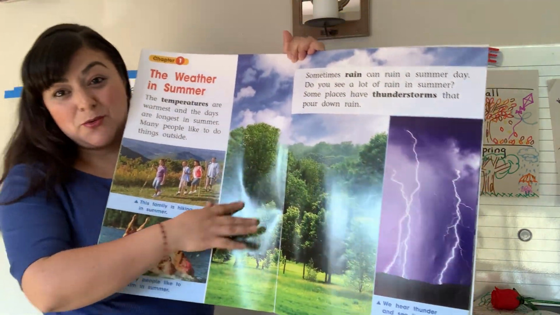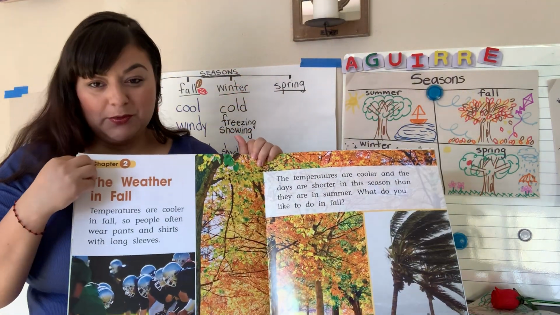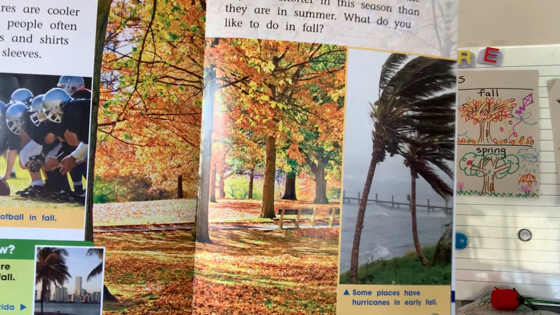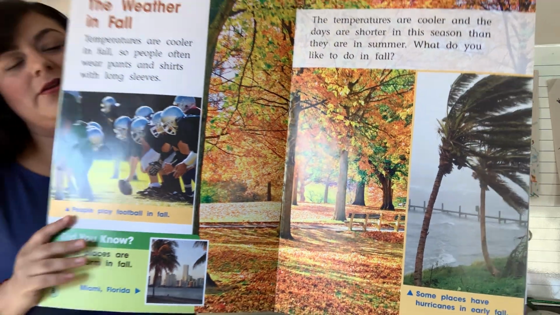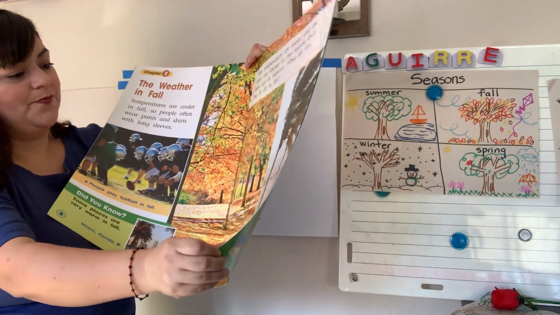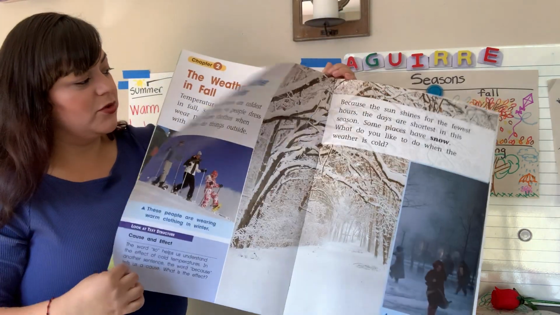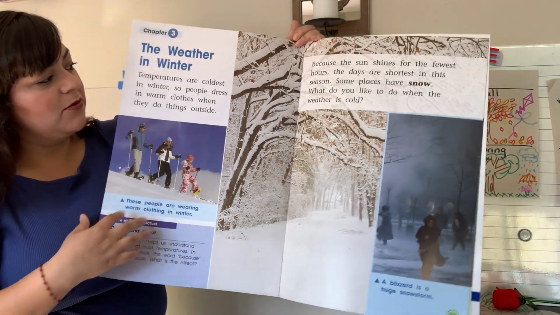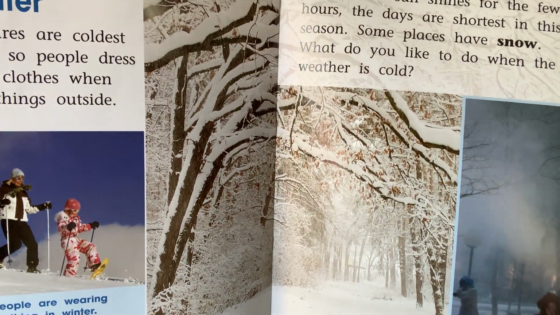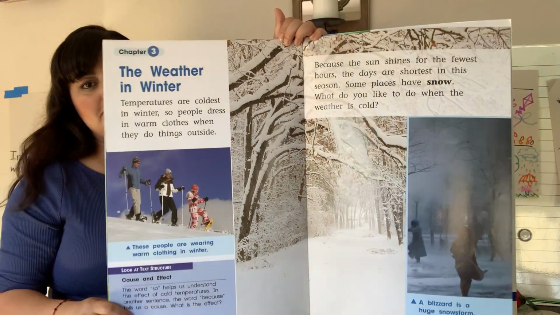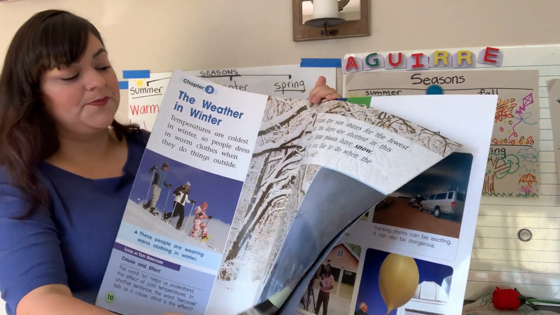The trees are very green. In chapter 2, we read about the fall, and the trees are red with yellow and brown and green and orange. And the leaves start falling off the trees. In chapter 3, we read about the winter. The trees are bare, they don't have any leaves. They're filled with snow in some parts of the world.